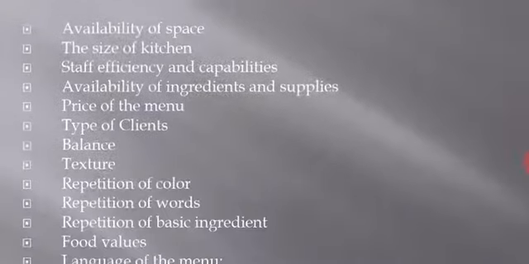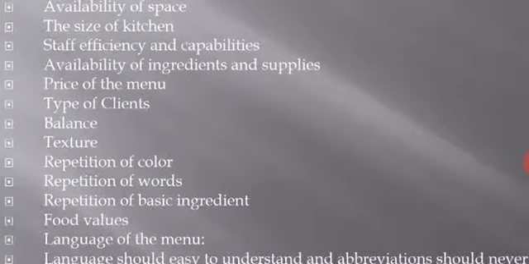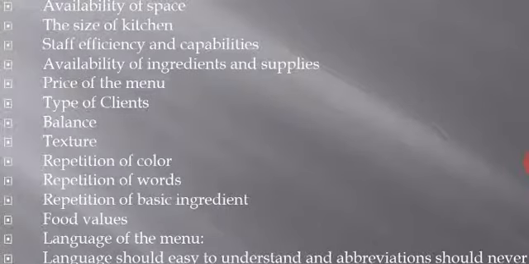Balance: texture, repetition of colors, repetition of words. Balance is one of the most important considerations and includes the following points. Texture. Texture should not be the same for all the different courses. For example, mushroom soup, bread and butter pudding, Irish stew.